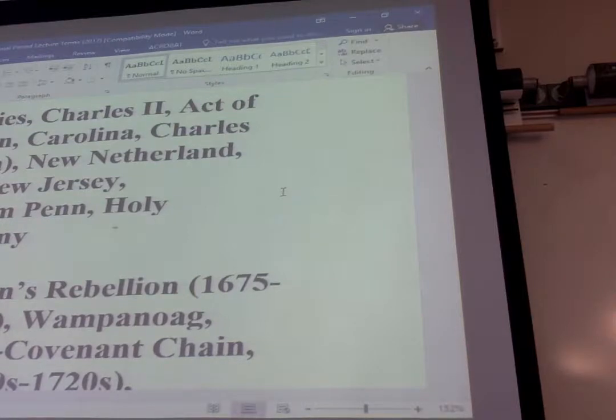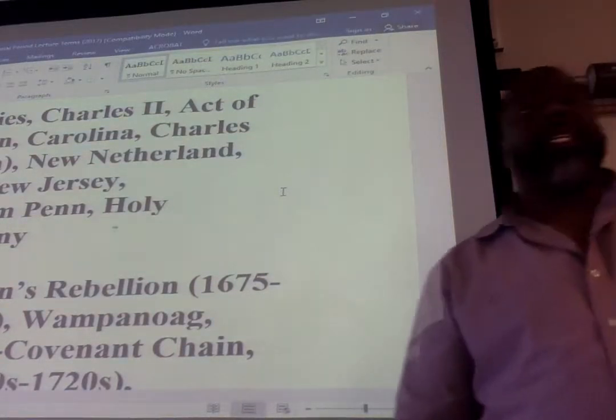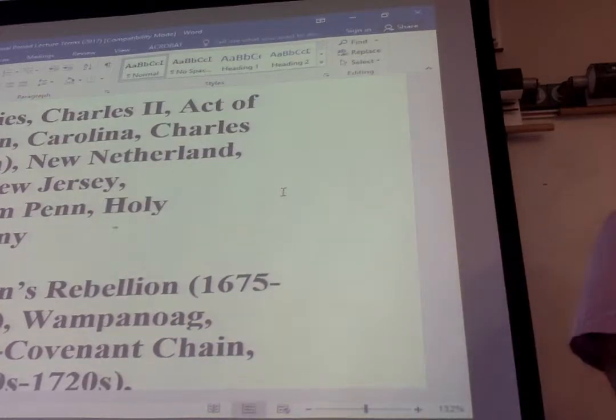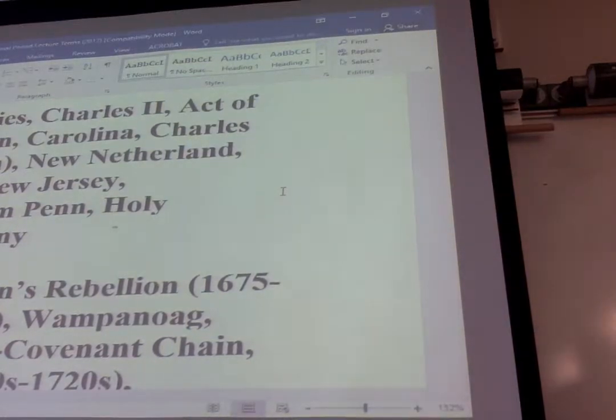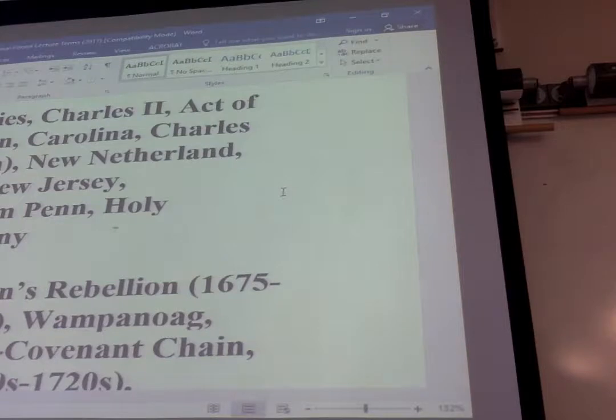We mentioned the English Civil War. Remember, the Puritans and King Charles find themselves in civil war in 1642. The Puritans win in 1649. They execute the king. Right? They put their own ruler in place. They're going to rule England for about 9 years.